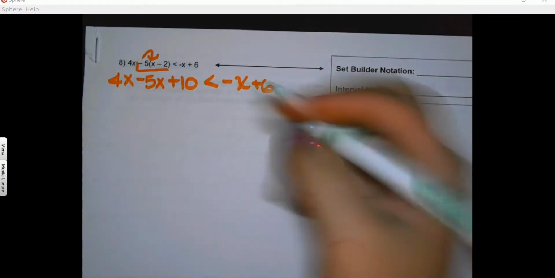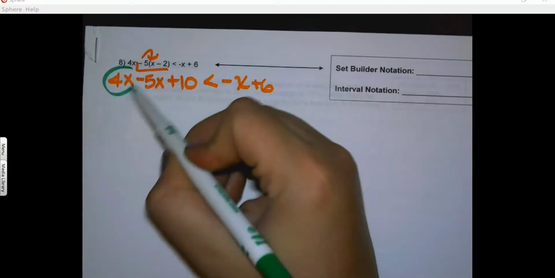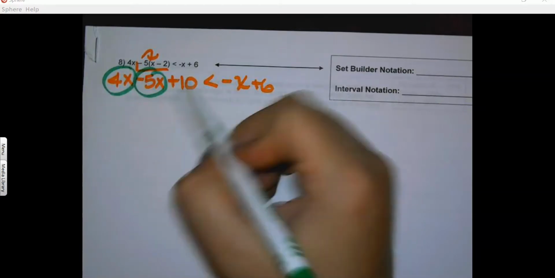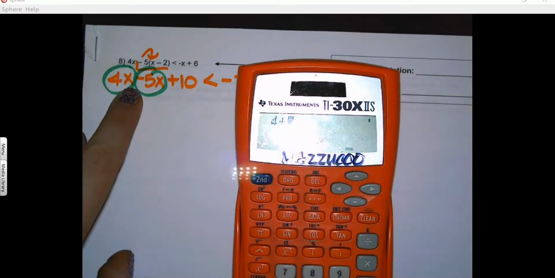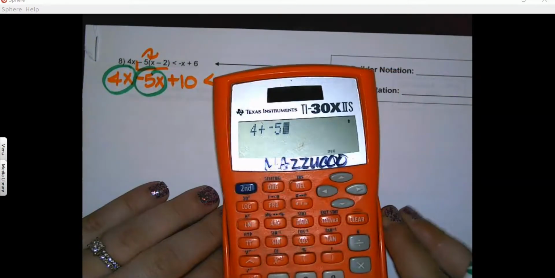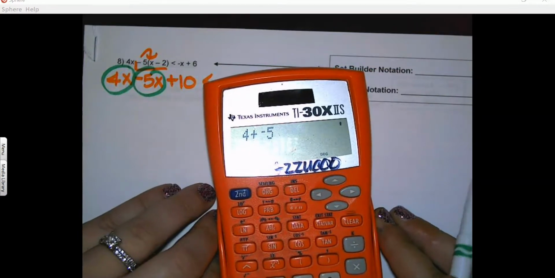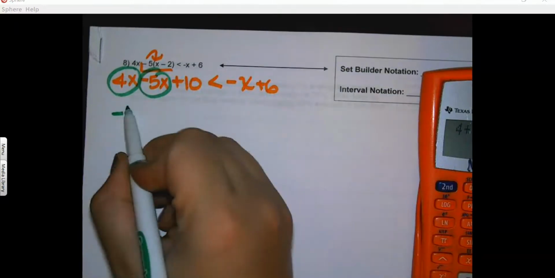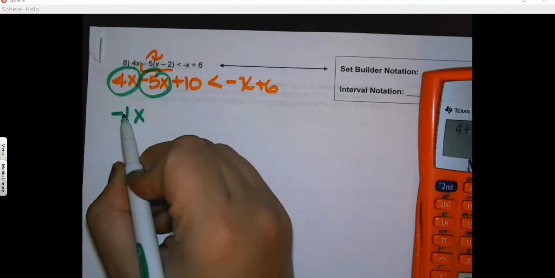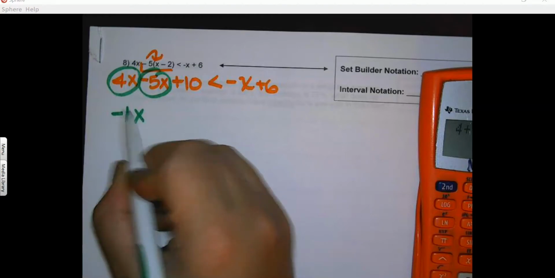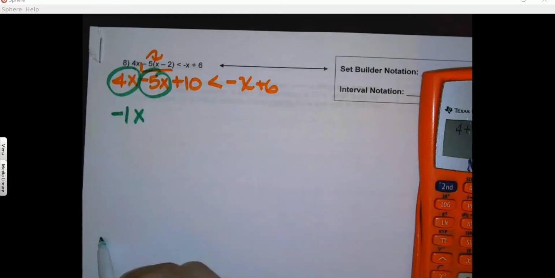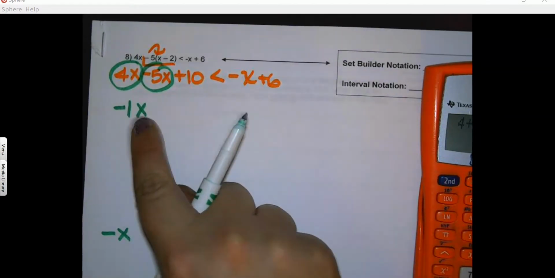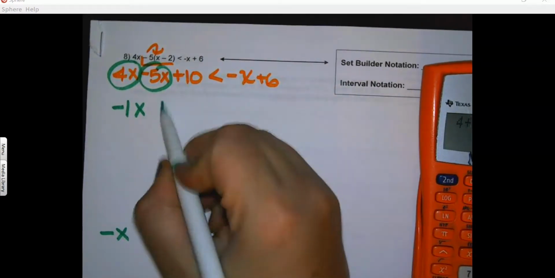We just did the distributive property, but I still see that we can combine like terms on the left side of this symbol. So now we have a 4 plus a -5. So 4 plus -5 is -1. So this makes -1x. Now remember, when there's a 1 in front of an x, you don't need to put it. You could just write it as -x instead. You could just put -x. Okay, now I'm going to put +10.